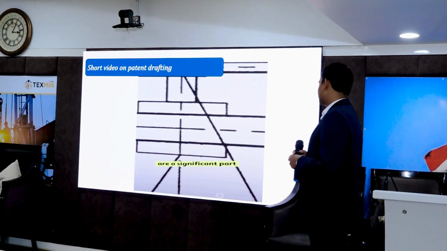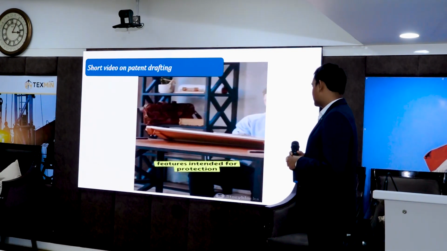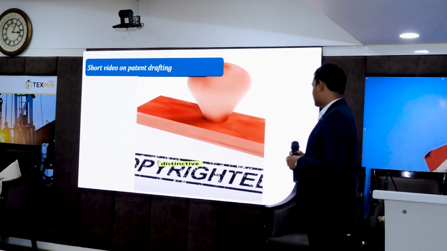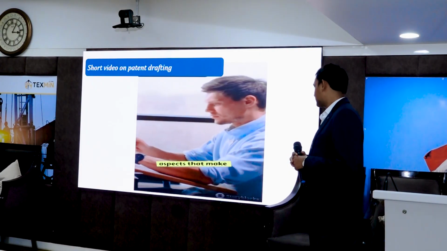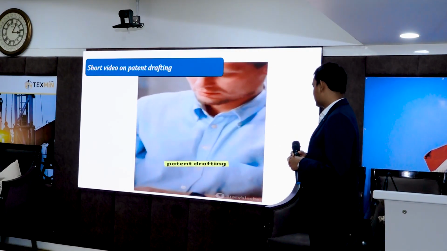Claims are a significant part of the patent application. They define the invention's features intended for protection, underscoring its unique, distinctive, and non-obvious aspects that make it worthy of a patent. And that, folks, is a snapshot of what patent drafting entails.